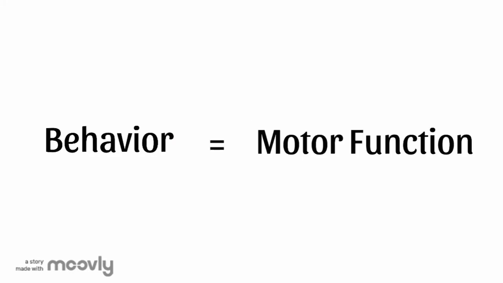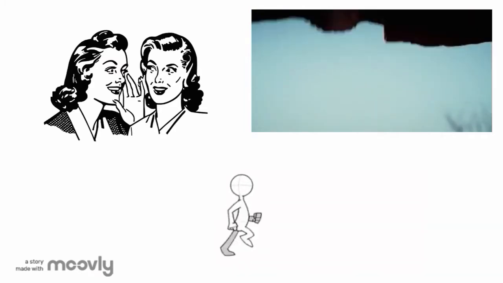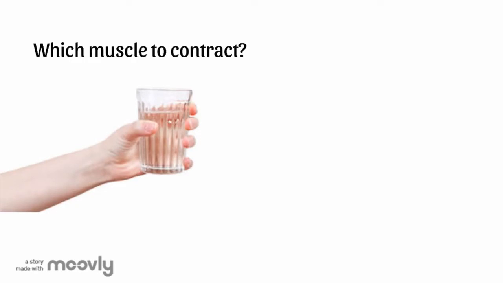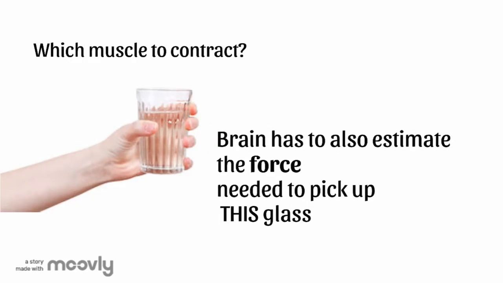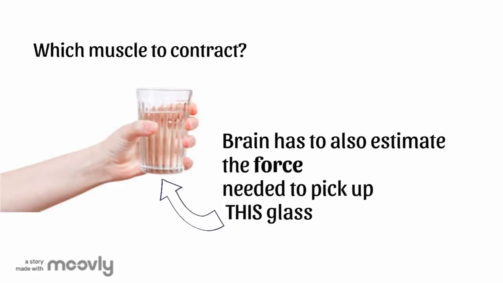As we all know, almost all behavior involves motor function, from talking to gesturing and to walking. If you want to pick up a glass, for example, your brain does not only figure which muscle to contract, but it also has to estimate the force needed to pick up the glass.